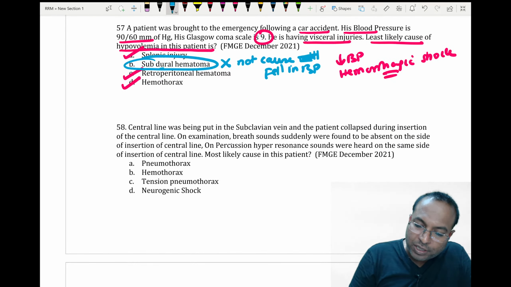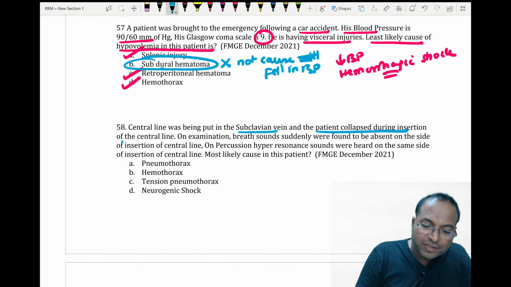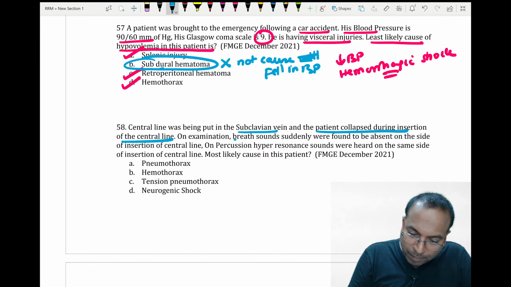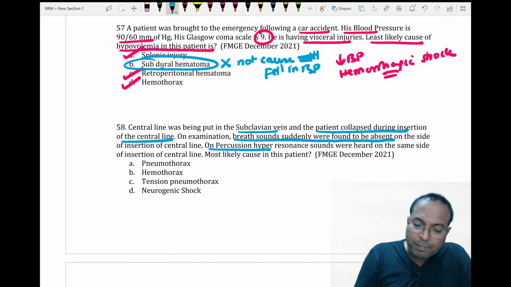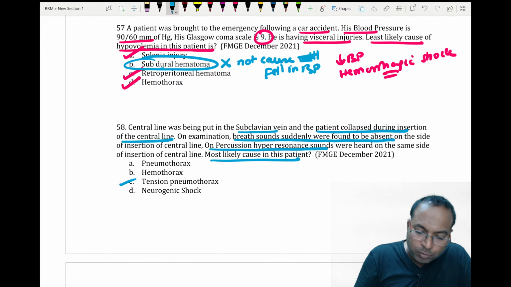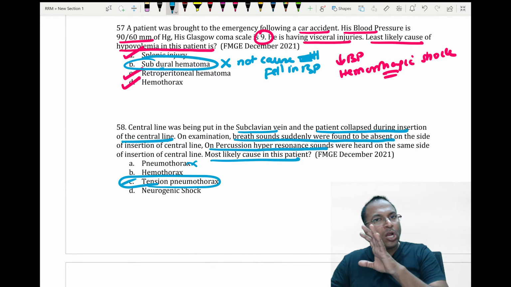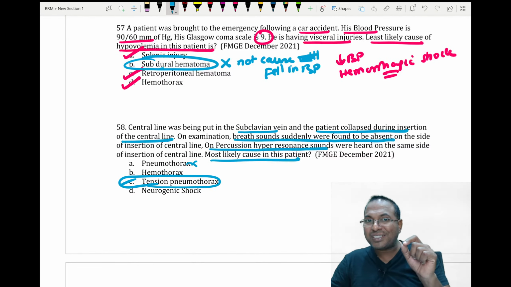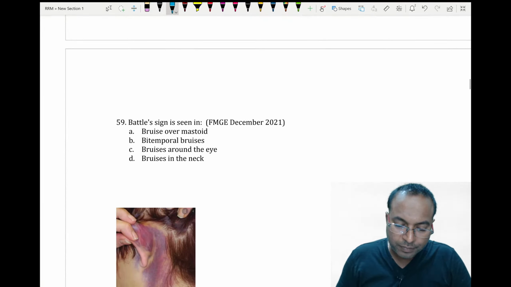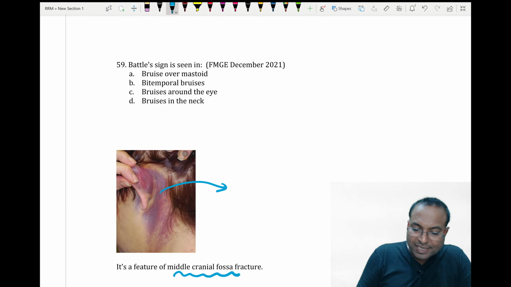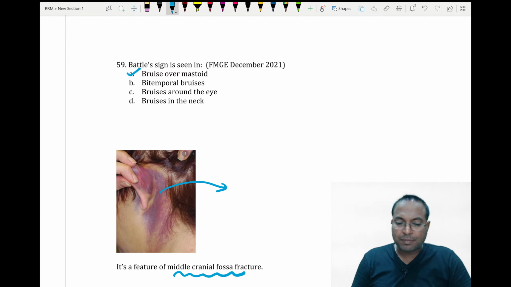Central vein line was put in the subclavian and the patient collapsed during insertion of the central line. Diagnosis over. I told you, when I am putting a central line, the most dangerous complication is tension pneumothorax. Breath sounds suddenly were found to be absent. On percussion, hyperresonance. Most likely cause of this patient collapsing is tension pneumothorax, not normal pneumothorax. So please remember, normal pneumothorax is an open pneumothorax, the patient will not die. But tension pneumothorax, patient may die. Be careful. Battle sign is this. In a head injury, middle cranial fossa fracture, bruising on the mastoid process is a 100 times asked MCQ. That is battle sign.